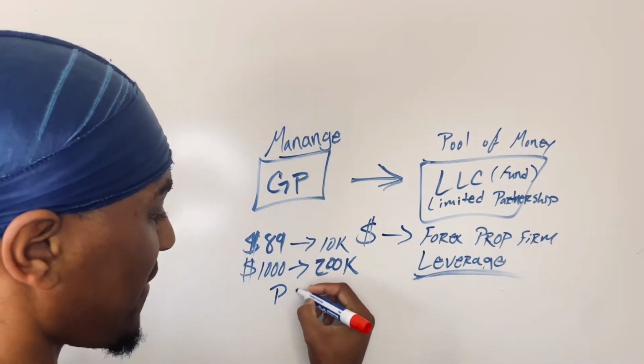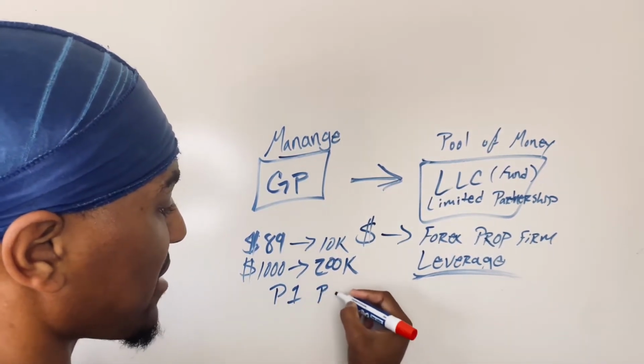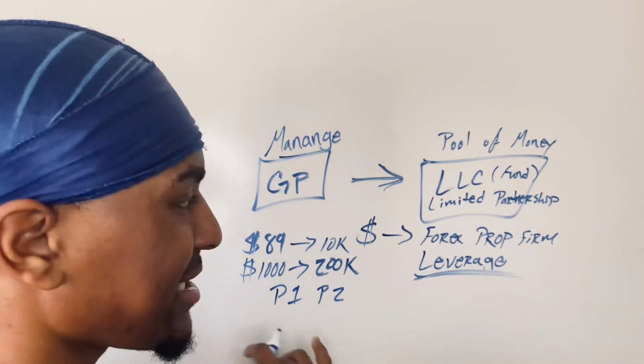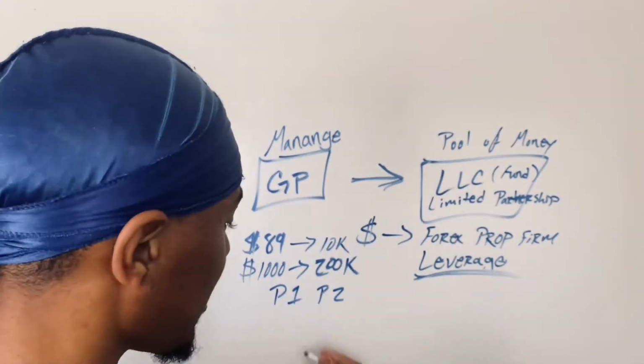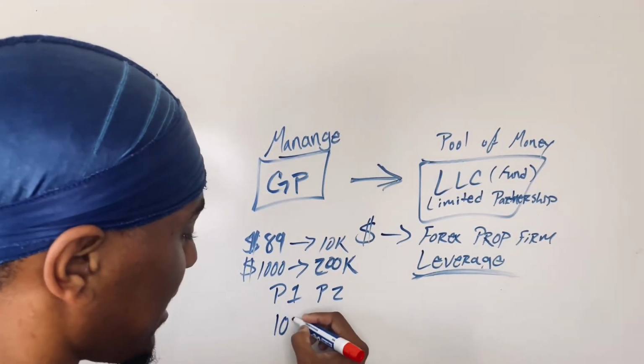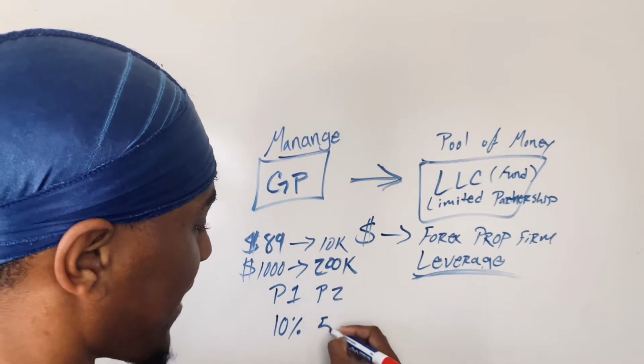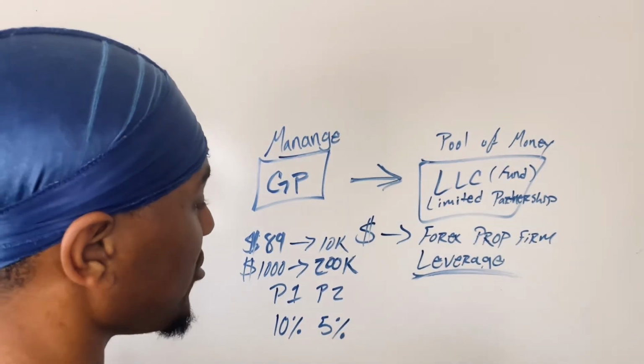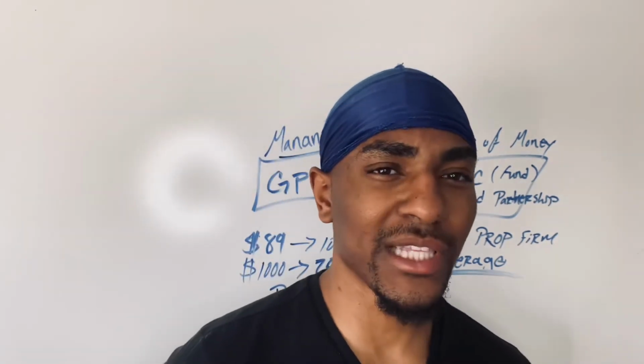You have to pass a phase 1 most of the time, and you have to pass a phase 2, right? Depending on which prop firm you're choosing, there might be like a 10% phase 1 to pass, and then like a 5% phase 2 to pass, right? And they give you different rules and things like that.